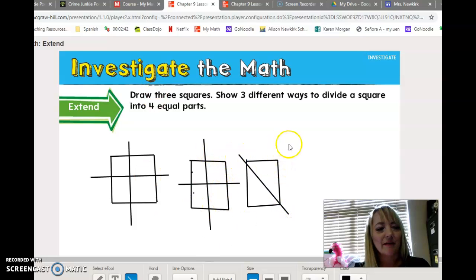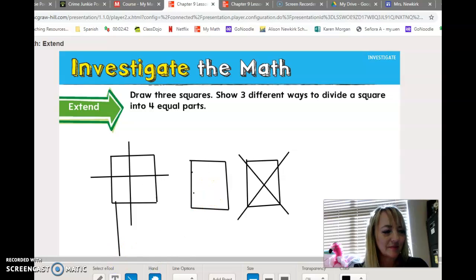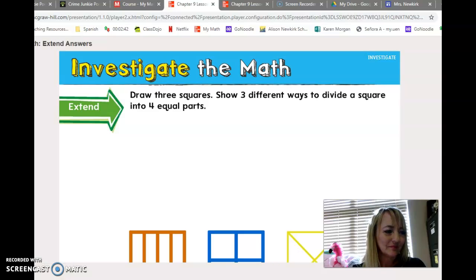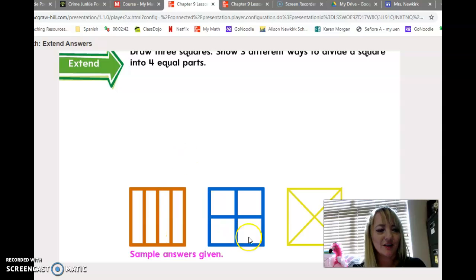We could go this way. Let me go back and change this one. Okay, we could do it this way. I don't know how equal it will be, but you get the idea. Would we have 4 equal parts that way? 1, 2, 3, 4. We would. Not all shapes can be divided in those ways, but that gives us 4 equal parts. So they did theirs vertically.